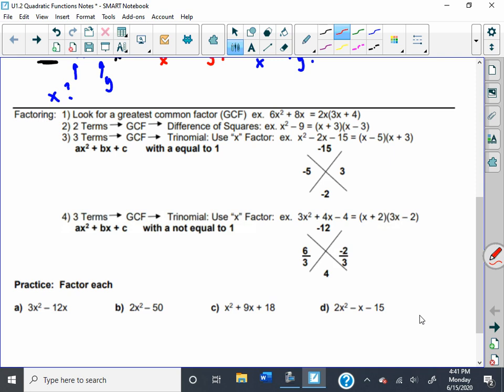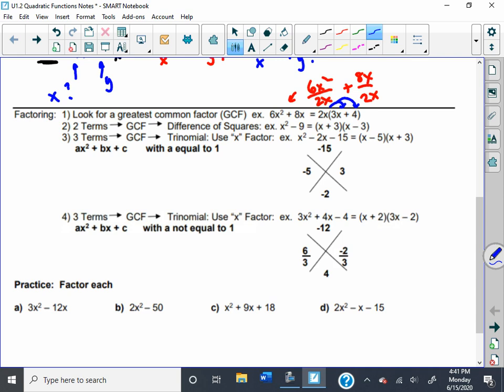Okay, now if you divide by 2x on both of them, and if you simplify them, you'll get 3x, or 6x squared divided by 2x. You get 3x left over, and then 8x divided by 2x simplifies to 4. And so that's why inside the parentheses it's 3x plus 4. And if you were to distribute this 2x back in, you'll get back the original 6x squared plus 8x. So you know that it works.